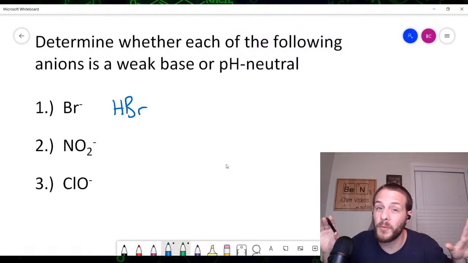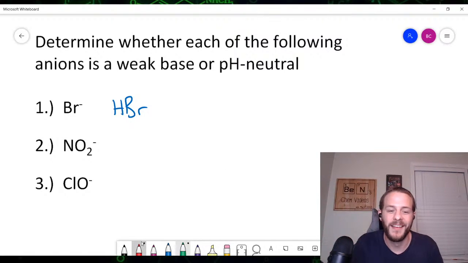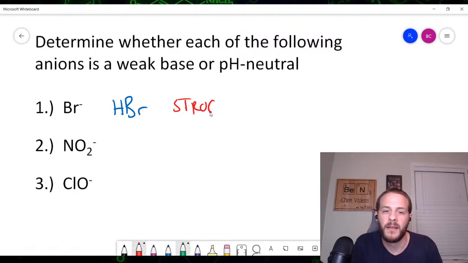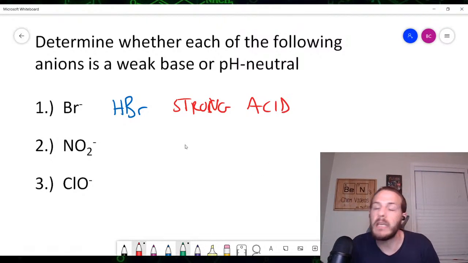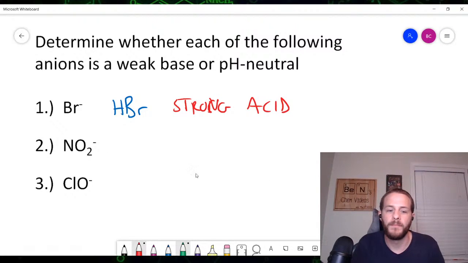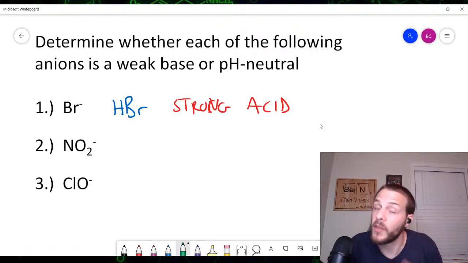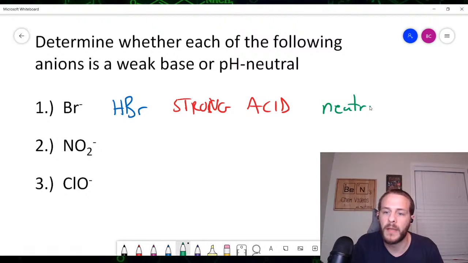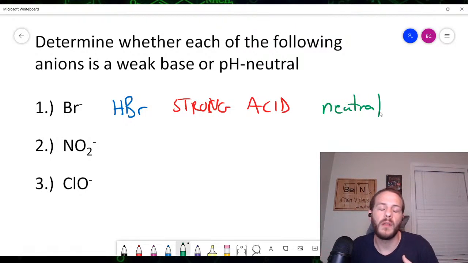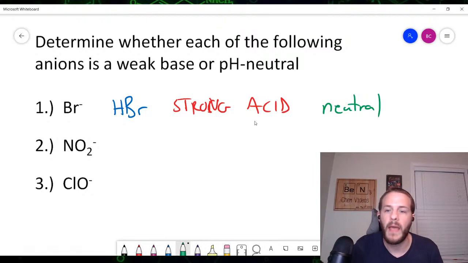Doesn't look like I'm getting any responses, so I'll just tell you right now that this is a strong acid. HBr is a strong acid, right? And if your anion is the conjugate base of a strong acid, then it will be neutral. It will not be basic. So again, if your anion is the conjugate base of a strong acid, then that anion is pH neutral.